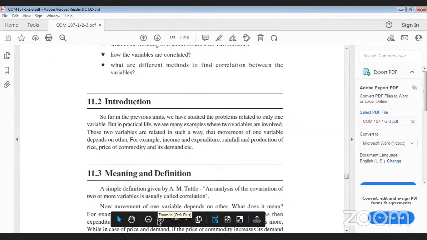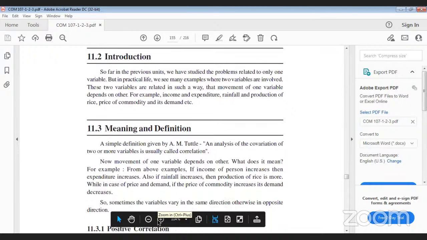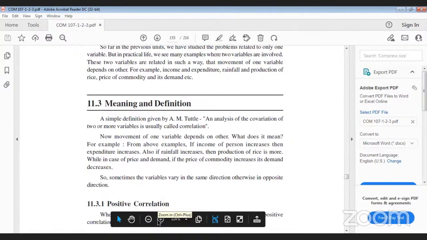Now, what does it mean that the movement of one variable depends on the other? For example, if the income of a person increases, then the expenditure increases. Also, if the rainfall increases, then the production of rice is more. Similarly, if the price of a commodity increases, its demand also changes. Sometimes variables vary in the same direction, otherwise in the opposite direction also.